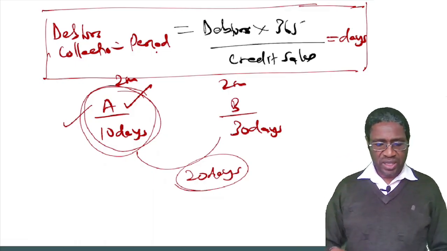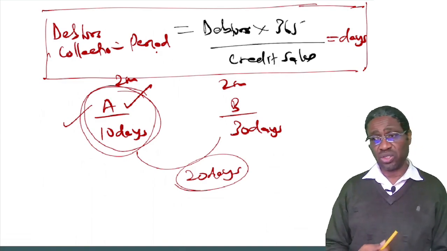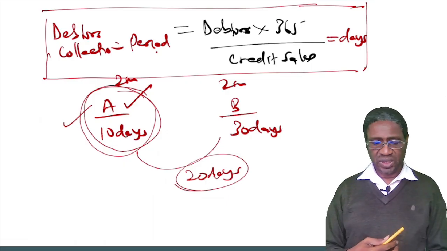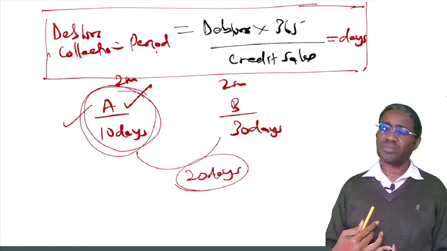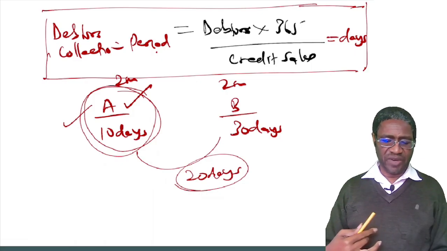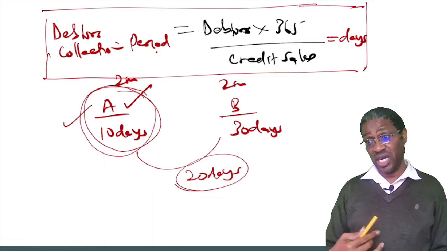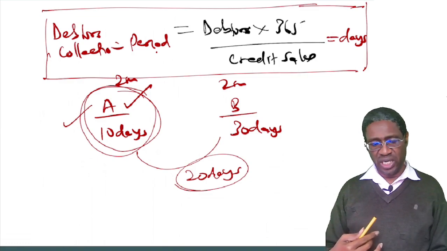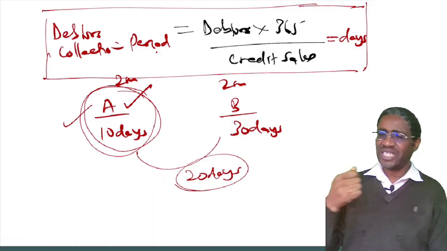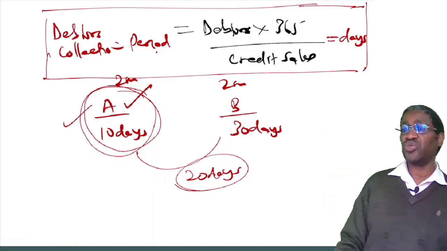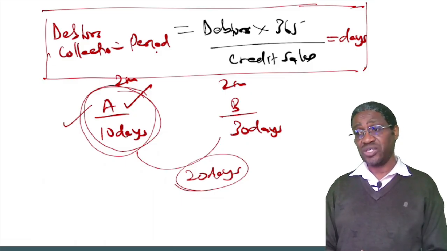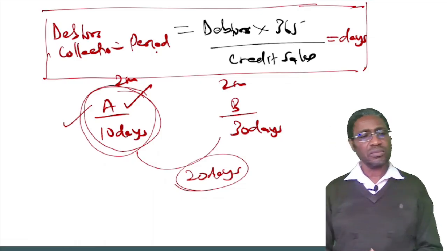Then you say this: the shorter the period, the better the firm, since the business can receive cash earlier, and hence utilize it elsewhere to generate profit.